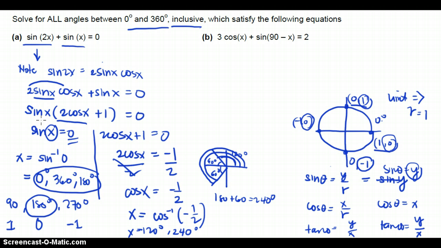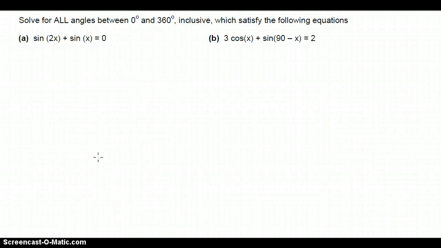We factor out sine x, and we came up with sine x times the other factor, 2 cosine x plus 1. And from here, you set each factor to 0 and just solve the equation using the inverse and finding the other possible answers using CAST or the quadrantal angles. Let's go to the second equation. The second equation is 3 cosine x plus sine of 90 minus x equals 2.